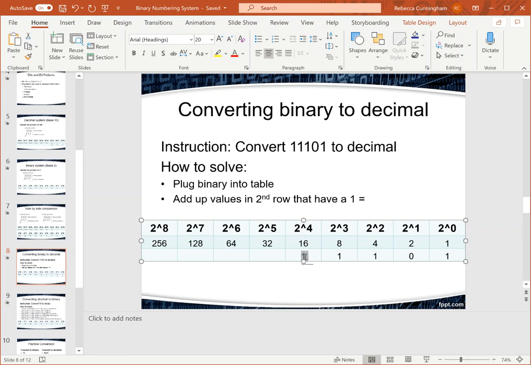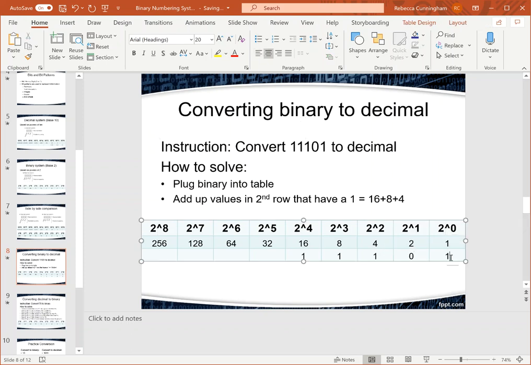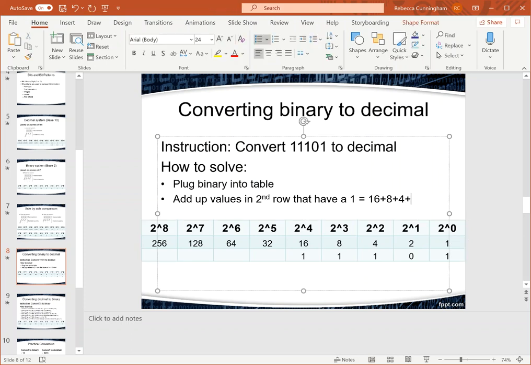So this spot has a 1, and that place is worth 16. So I'm going to say 16 plus, and this position has a 1, so I'm going to add the 8. And as I just keep going through, I'm going to add the 4. Now, this has a 0, so I don't add the 2. But down here in this place, I'm going to add a 1. And then all I have to do is go through and add those up. So 16 plus 8 is 24, plus 4 is 28, plus 1 is 29.